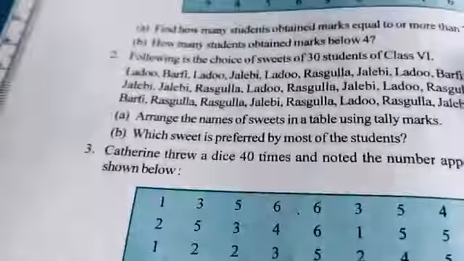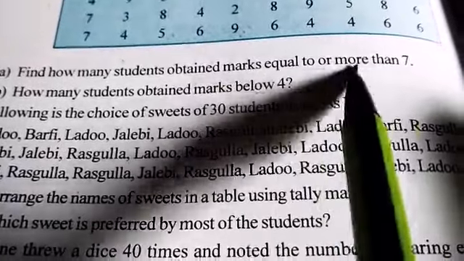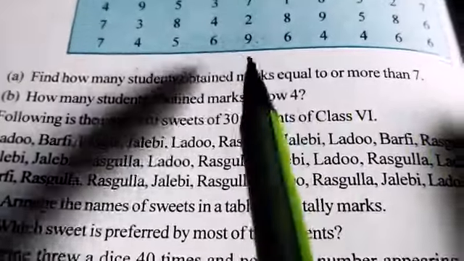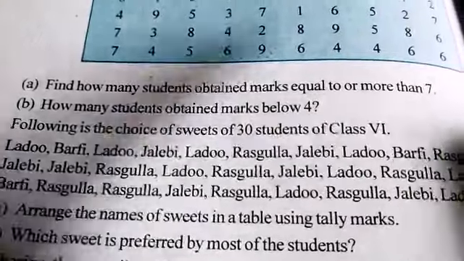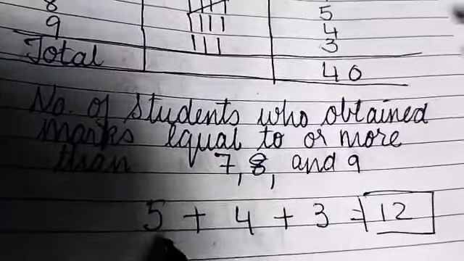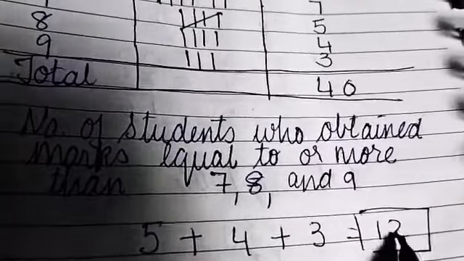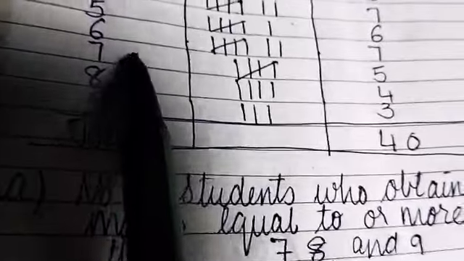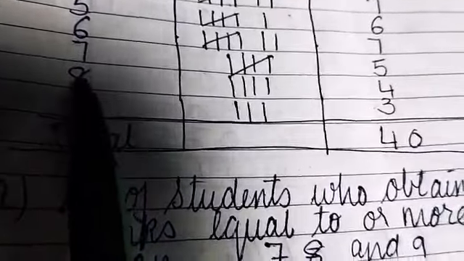Now what is the first question? How many students obtain marks equal to or more than 7? So, those who get equal to 7 or more than 7. Which marks will come? It will be 7, 8 and 9. So, 7 is how many students? 5. So 5, 8 are 4 and 9 are 3. So add 5, 4 and 3. There are 12 students who obtain marks equal to or more than 7, that is 7, 8 and 9.